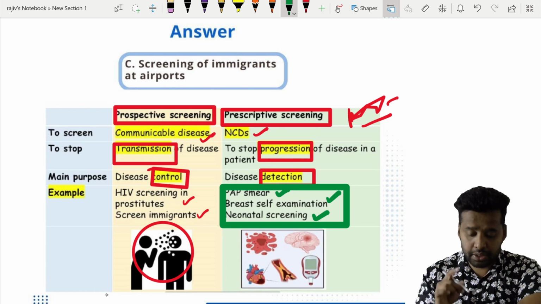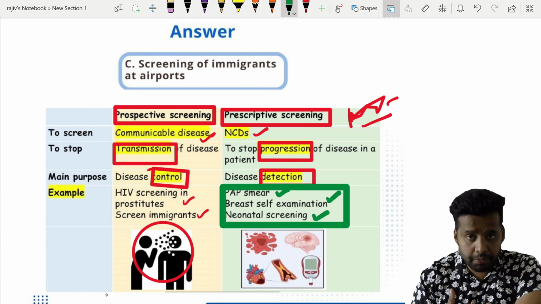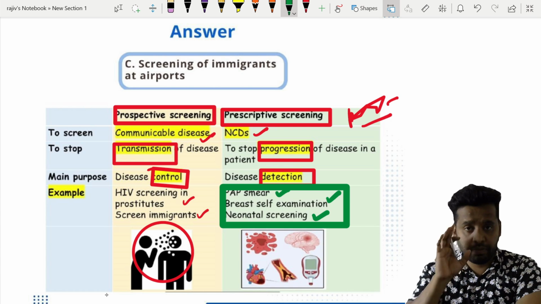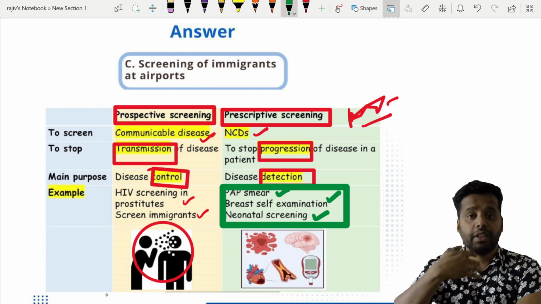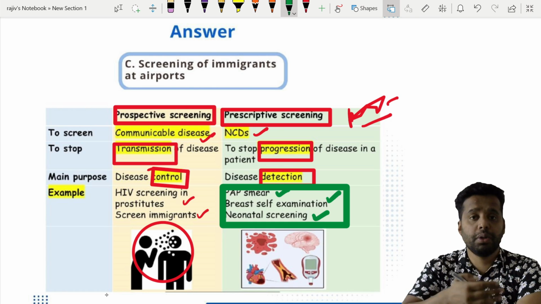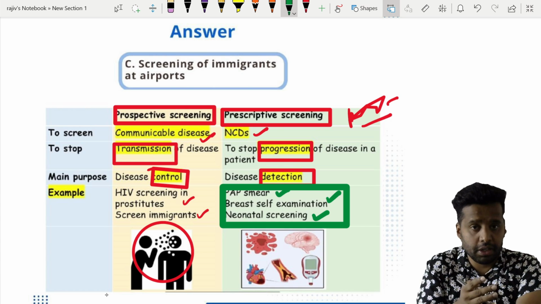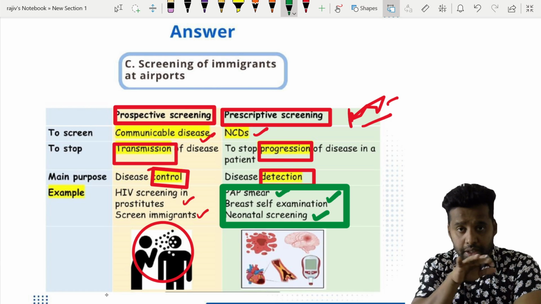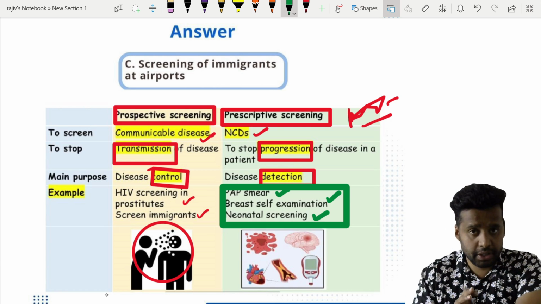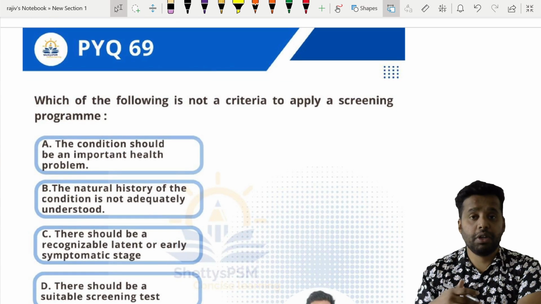Non-communicable disease, keep it simple. Non-communicable disease progression we have to prevent, then the advantage is for the patient. Prospective screening, when there is community transmission one to one, we have to stop that. Disease control, that is for communicable disease, that is prospective, means we think ahead. Prescriptive means at that point of time what is the advantage for the patient. Non-communicable disease prescriptive, communicable disease prospective.